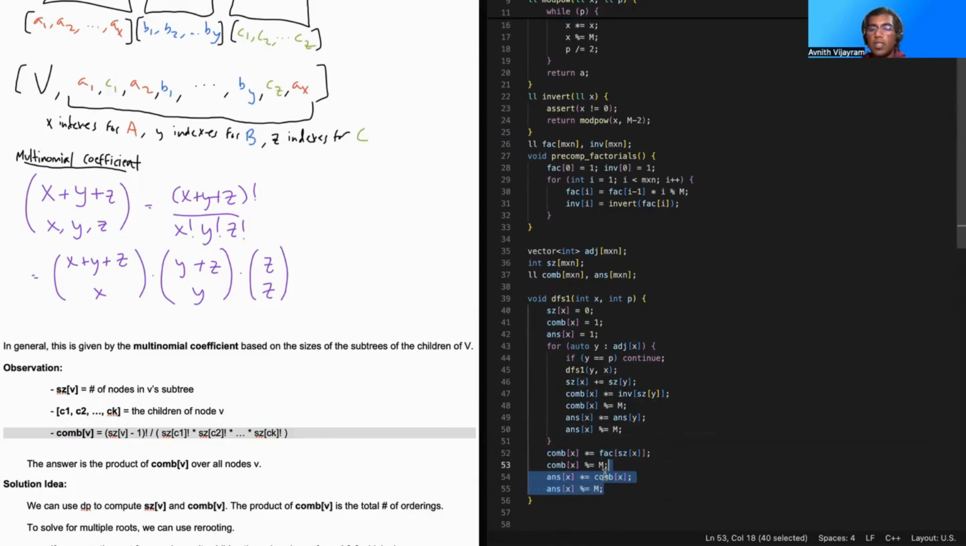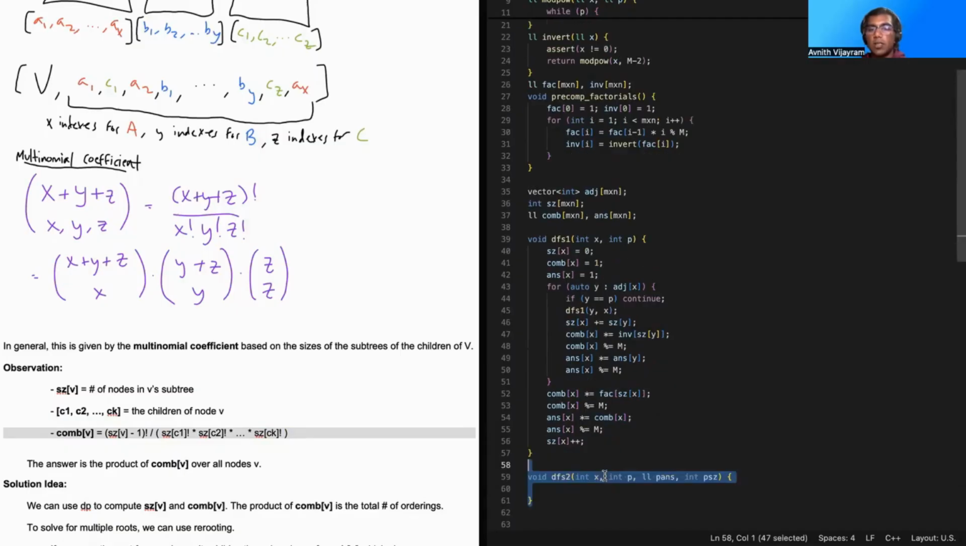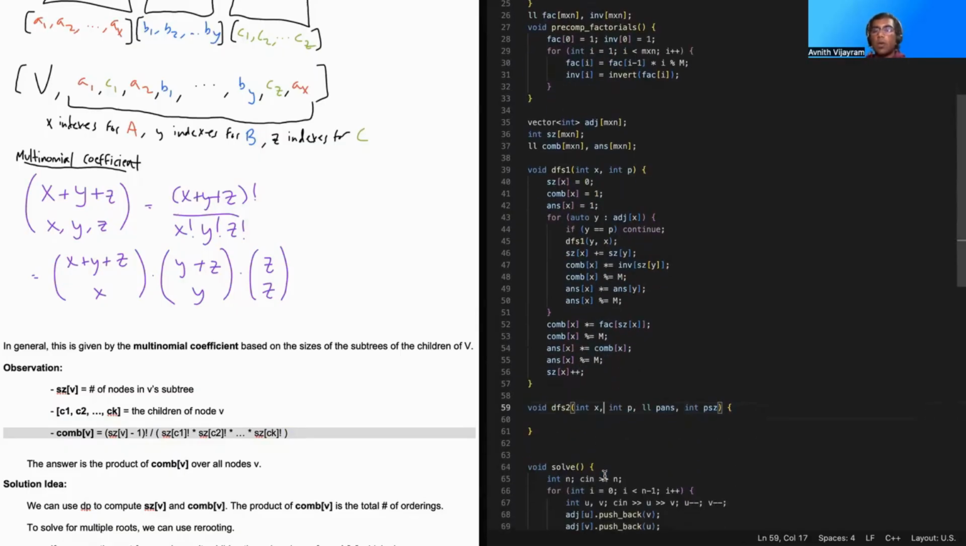And with that, we can update our answer to include the product of this multinomial coefficient over all nodes in X's subtree. And then we add our current node X to our size. And then with that, we're done with our first DFS. So now we can go to our second DFS, which is what we'll do for our rerouting.